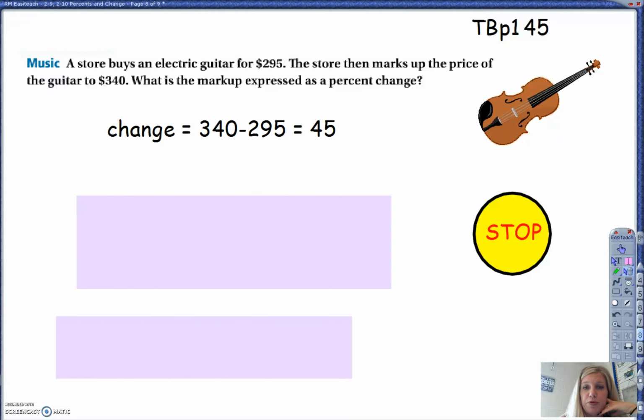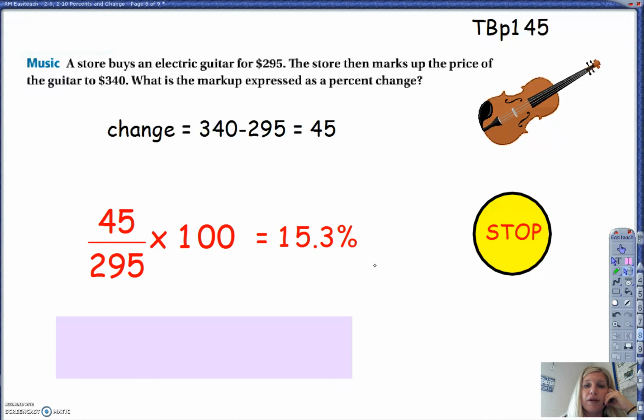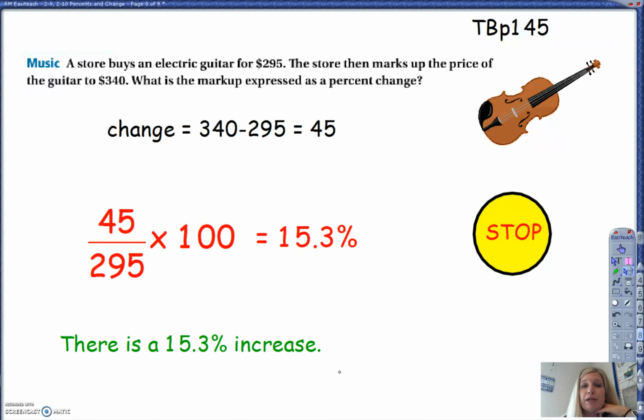Okay, so the change between the two numbers, 340 minus 295, I always do the bigger minus the smaller, is 45. We put that over our original. It started out at 295. Divide them. Multiply by 100. You get 15.3%. And we have to make sure to write at the end there is a 15.3% increase. That's it.